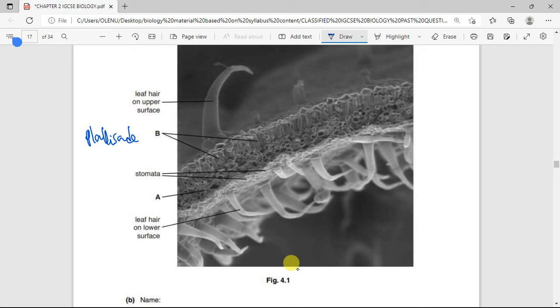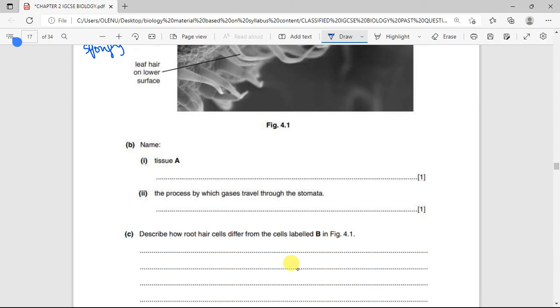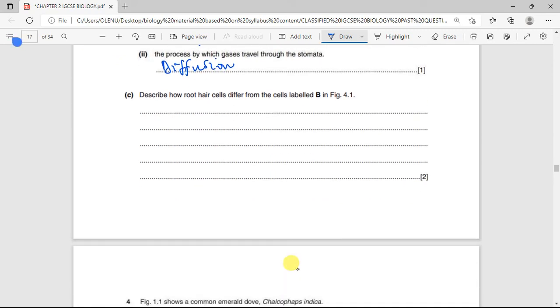Mesophyll cells. Then if this is the stomata here, then A here should be your spongy mesophyll cells. So name the tissue A: spongy mesophyll tissue. The process by which gases travel through the stomata: gases move by diffusion from an area of high to an area of low concentration.